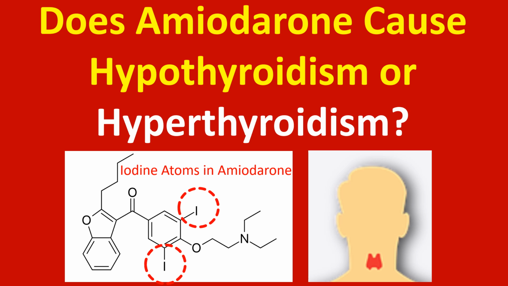Amiodarone causes thyroid dysfunction by virtue of the high iodine content. It can cause hypothyroidism, hyperthyroidism, and thyroiditis. Amiodarone is one of the most widely used antiarrhythmic drugs. 200 mg of amiodarone daily would deliver 20 to 40 times the usual daily iodine intake.